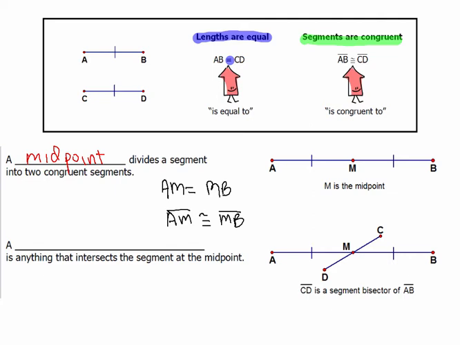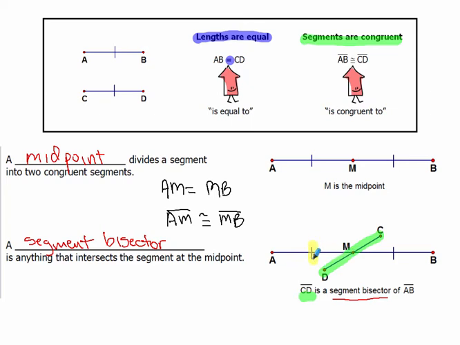When we take a look at our next definition, a blank is anything that intersects a segment at the midpoint. You can probably tell from the picture, segment bisector. So a segment bisector is anything that intersects the segment at the midpoint. Now, here in our diagram it says CD is the segment bisector of segment AB. So this piece right here, CD, what that's going to do is take segment AB and chop it in half.